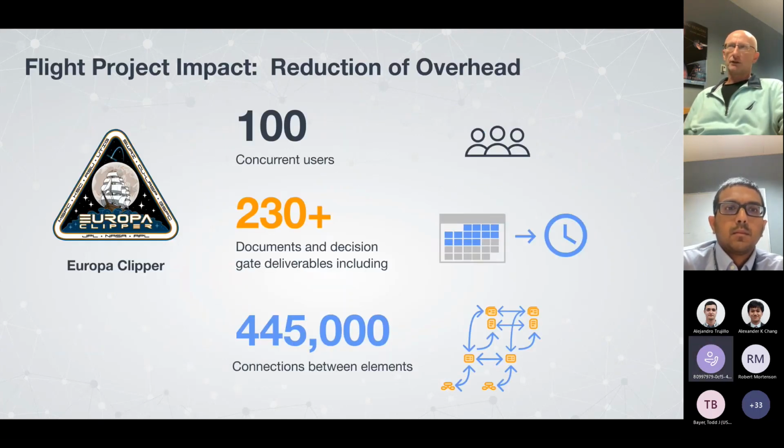So let's look a little bit at the history. On the JPL side, one of the first projects was Clipper, where the major goal was to reduce the overhead. There were about 100 concurrent users. They produced over 230 documents. But the interesting number here is that there were 445,000 connections between elements.